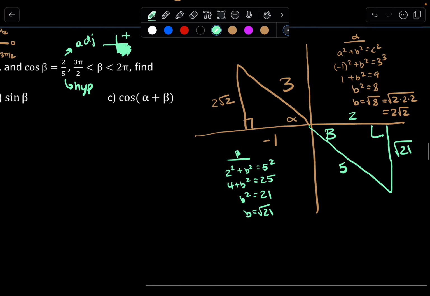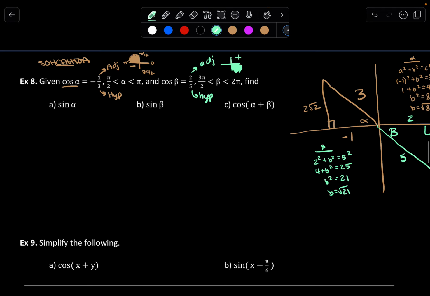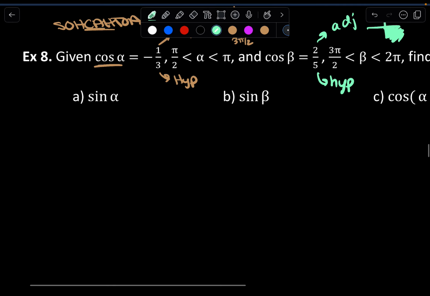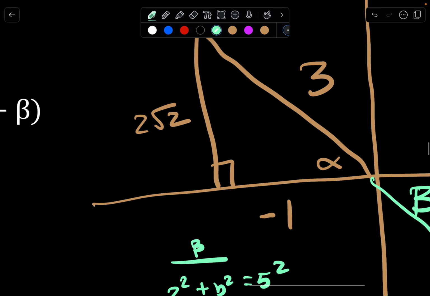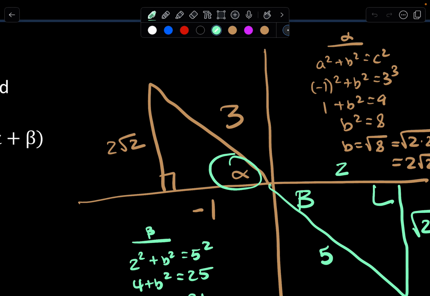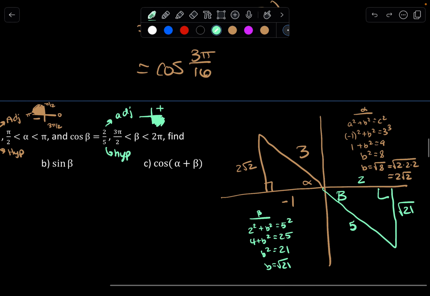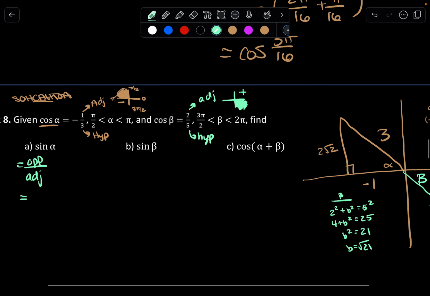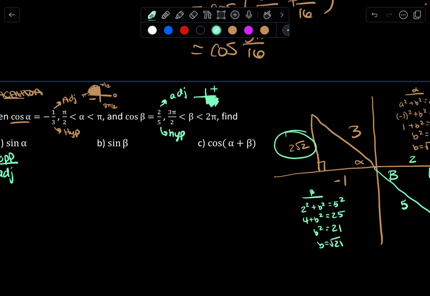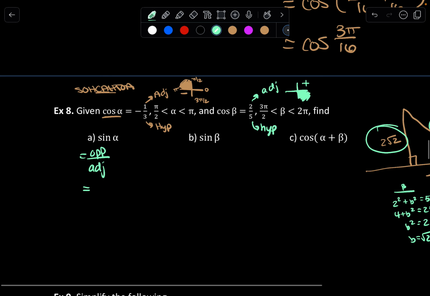All right, so now that we have all the pieces, we can go ahead and start solving these different parts. Part A says solve for sine alpha. All right, well, sine alpha is going to be the triangle in quadrant 2. I can tell by the angle, okay? Sine is going to be opposite over hypotenuse as it pertains to angle alpha. And the opposite side is going to be 2 root 2, and the hypotenuse is 3. So we'll get 2 root 2 divided by 3.